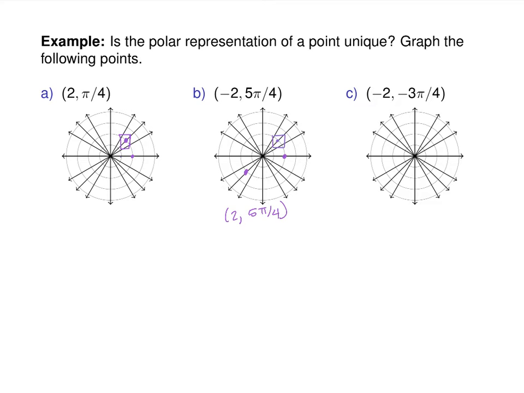Similarly, let's try that a different way. (-2, -3π/4). Well, we'll start by plotting 2, -3π/4. So we go out 2 and then backwards 3π/4, and then reflect up. And there you go. So we have 3 different representations that all gave us the same point.